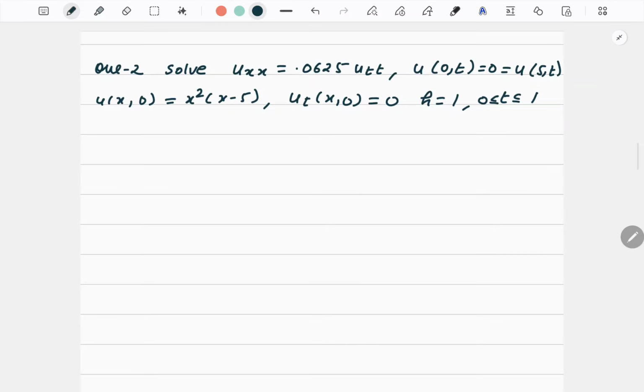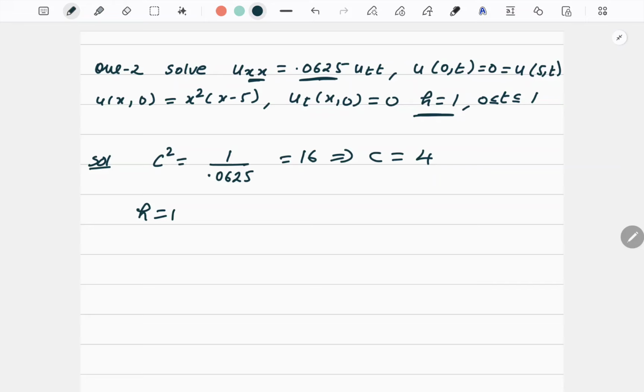Okay. Now try to pause the video and try to do along with me. Now here, if I write the solution, the first thing: c squared is equal to 1 upon 0.0625. Remember I told you c squared has to be with uxx, not with utt. So this is nothing but 1 by 16. Oh sorry, not 1 by 16, it will be 16. So this is equal to 16, which implies c is equal to 4. Now h is given as 1. So k is equal to h by c, that is 1 by 4, that is 0.25. It is up to you whether you write decimal or fraction.